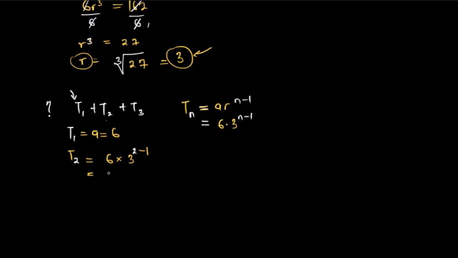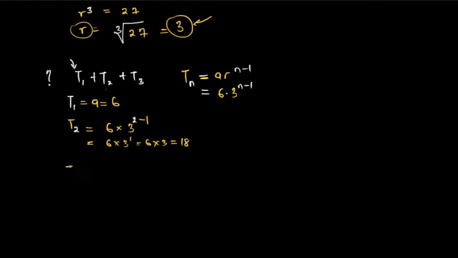This is the same thing as 6 times 3, since 2 minus 1 gives 1, which is equal to 18. The next thing we want to do is find T3. Using the same formula, T sub 3 is 6 times 3, and this time the power is 3 minus 1, which is 2. So this is 6 times 3 squared, that is 9, and 6 times 9 is 54.